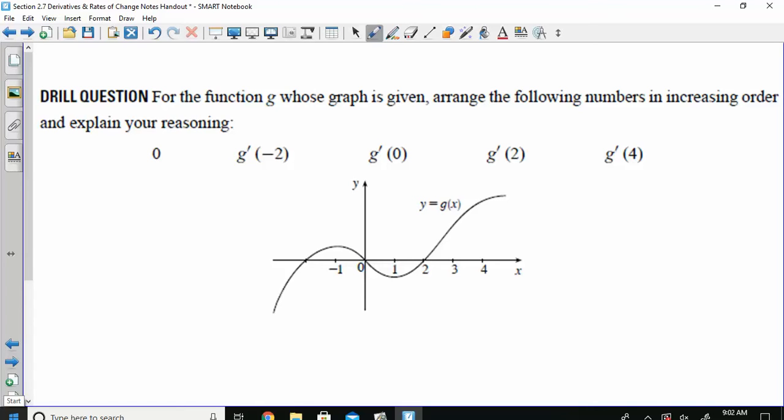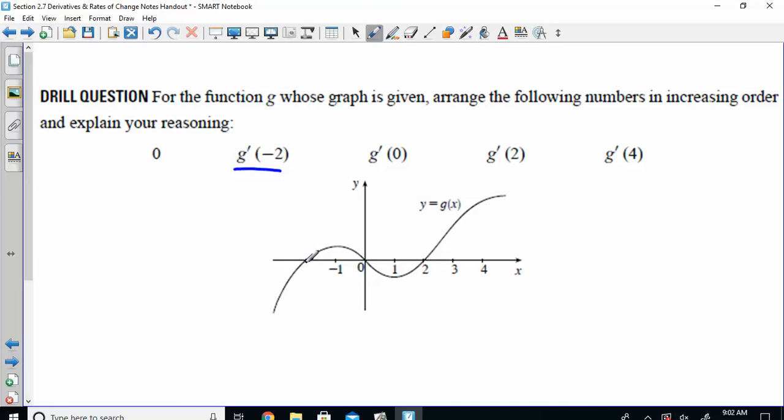Let's look at a question. You might want, instead of a ruler, to use your other sheet of paper to draw some lines on this. We are going to put these numbers in increasing order, small to large. Okay, 0 is pretty obvious. 0 is 0.